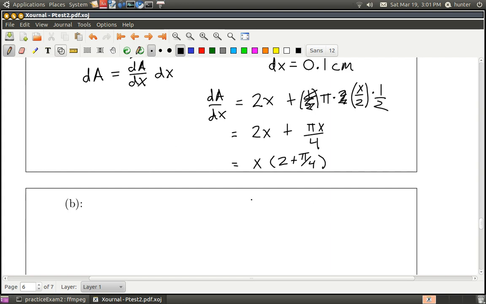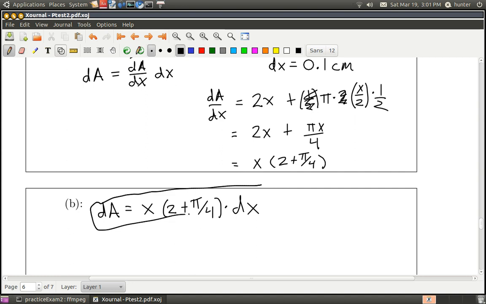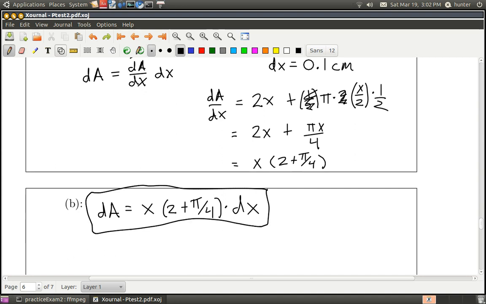So now I can actually write out what dA is. dA is equal to x times (2 plus pi over 4) times dx. Okay, so now we found the differential. And I'm sorry my handwriting is so bad. So we found the differential.